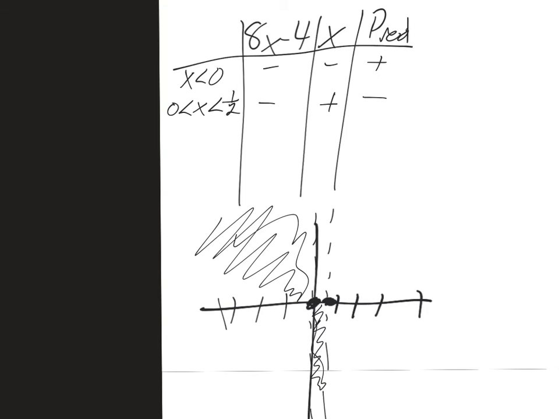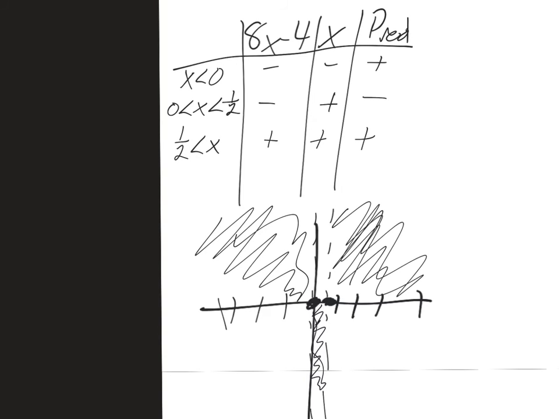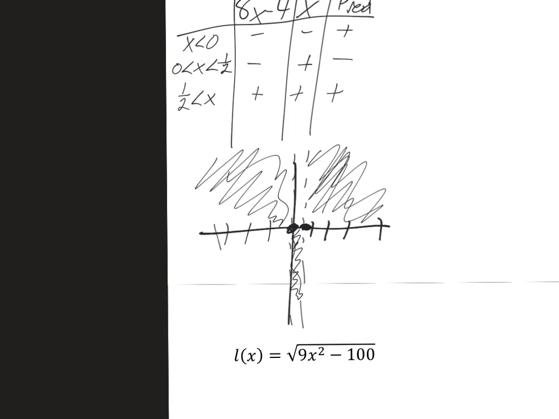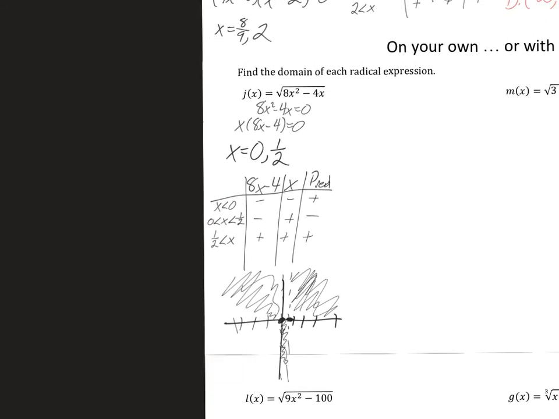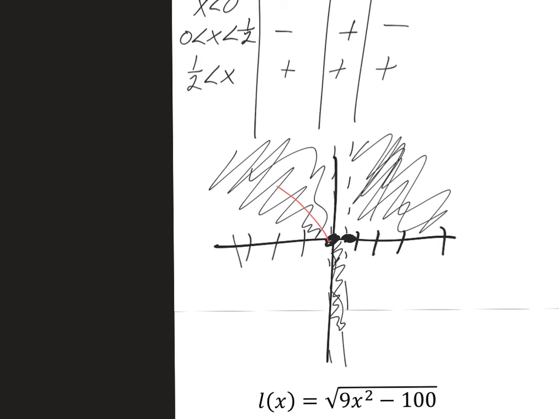The next one, I have 1/2 is less than x. So we can plug in, I don't know, 1. So that means this is positive, this is positive, this is positive. So that means all of this right here is positive. Now, which pieces do I actually even want to show a graph for? Well, I don't want anything negative because I have that square root. So that means this piece right here would work. This piece right here would work. This one I don't really care about. It's not doing anything for me.